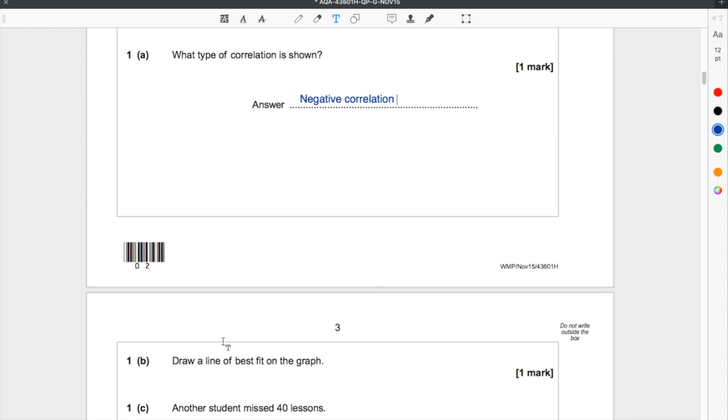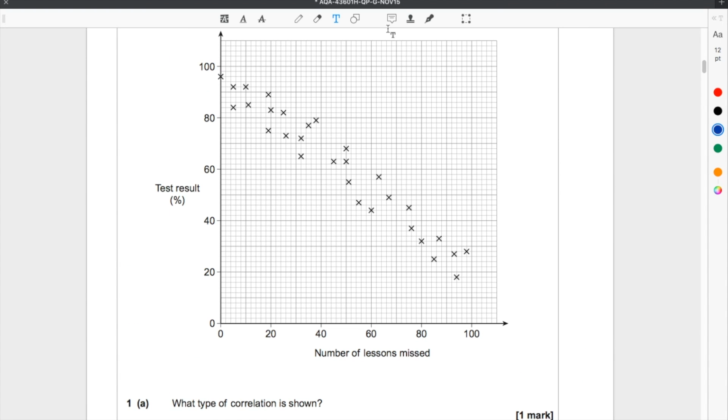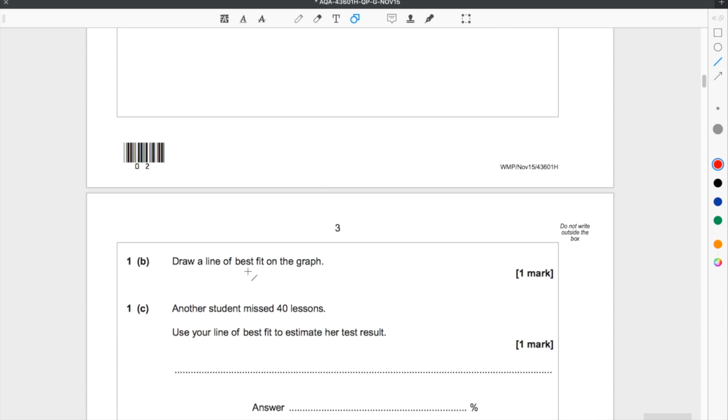So the next question says, 1b, draw a line of best fit on the graph. Well, line of best fit, all we do is pick a point here and try and draw a line through as many points as we can, approximately getting the same number of dots, or crosses in this case, on either side of the line. And this is a very accurate example, okay? So that would be approximately a line of best fit.